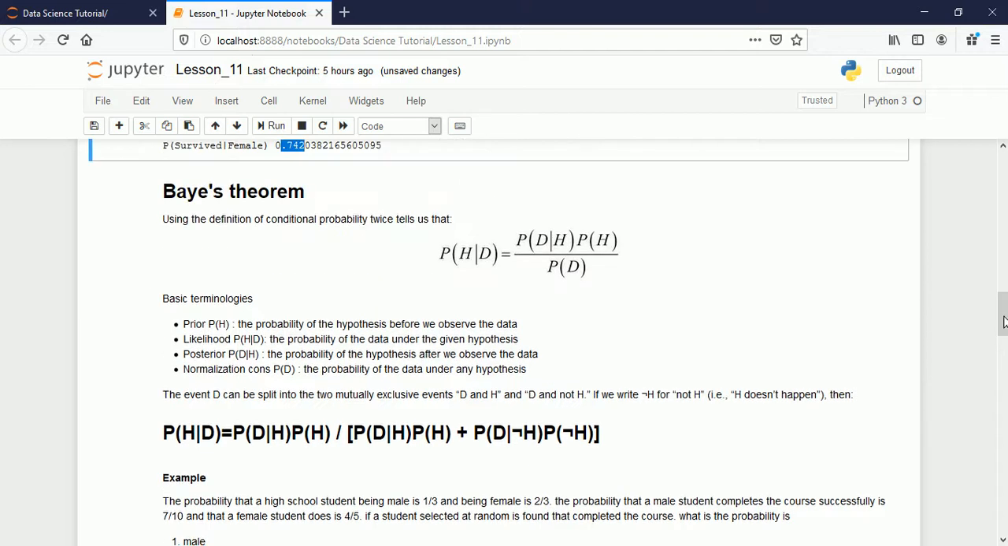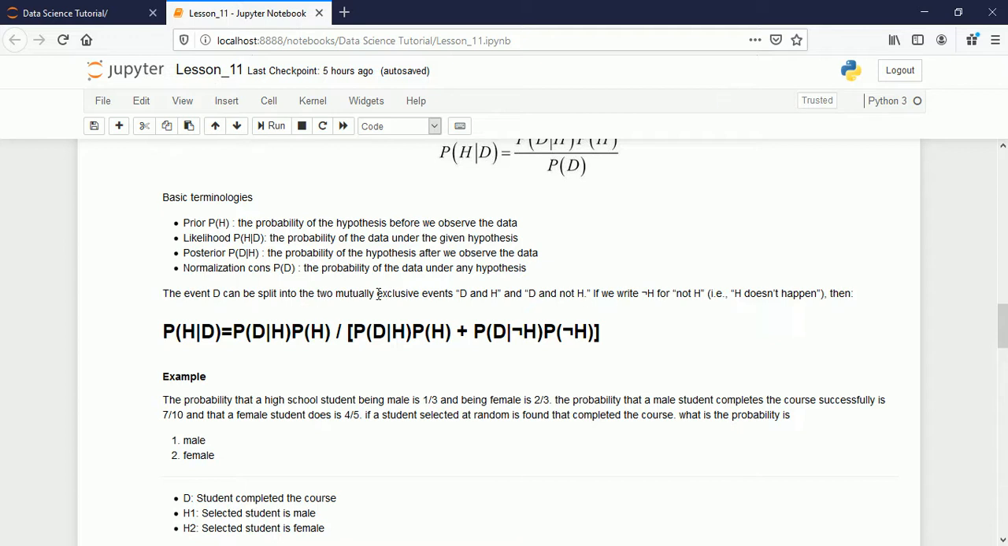Friends, but it is not stopping. This is the general form. But this P(D) can be further divided or split into mutually exclusive events. Further split means like that: it can be split into two mutually exclusive events, D and H, and D and not H, and that can be represented by this formula symbol. We can write it like this: not H.